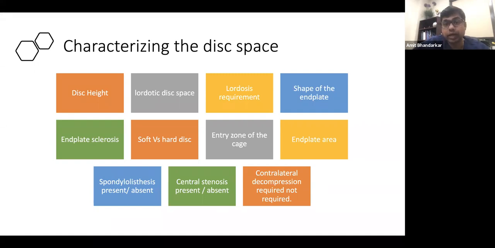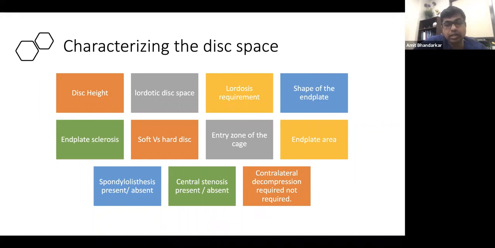We need to find out the shape of the end plate. In certain end plates, if they are concave, I think convex or biconvex cages fit pretty well into those areas. If there's end plate sclerosis, I think a PEEK cage may not be a good choice because it may not help with union. We may have to use a nice titanium cage, which can also be used easily because the sclerosis of the end plate may prevent any subsidence.